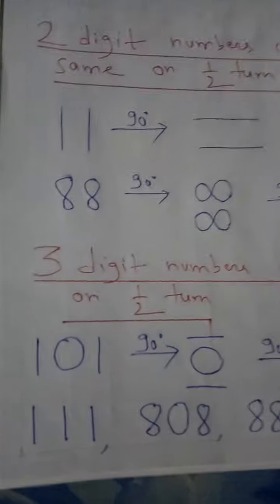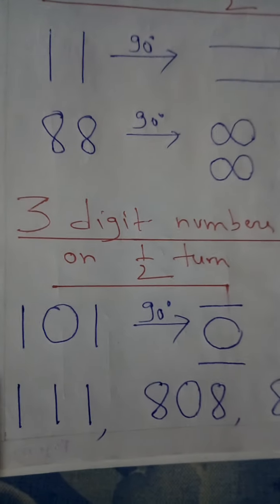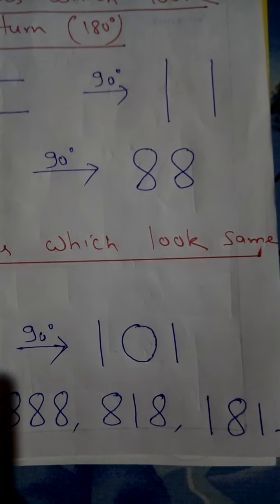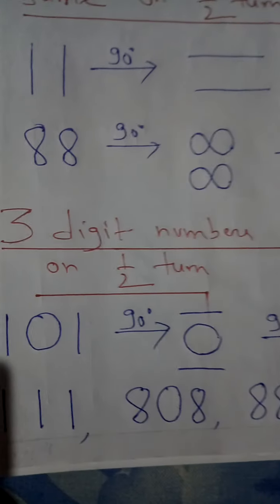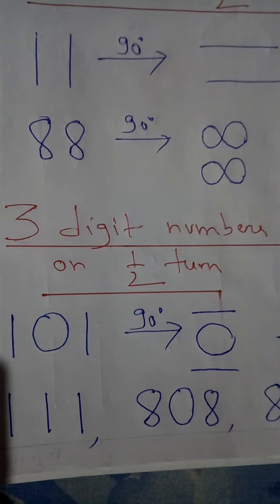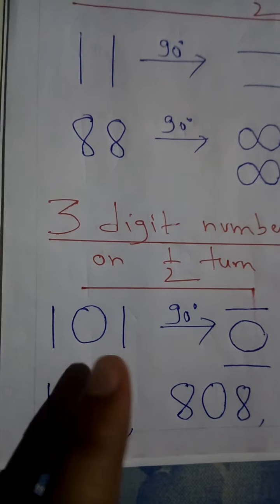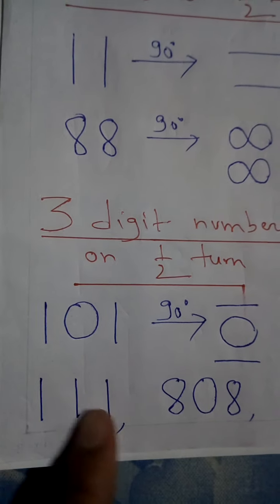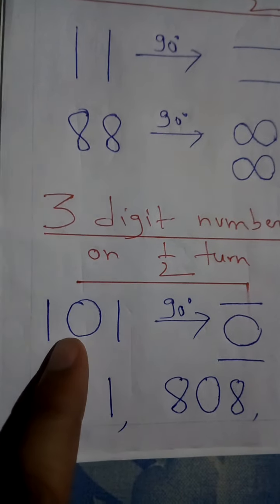Now our next topic is 3-digit numbers which look the same on a half turn. Half turn means 180 degree. So for the first number I have done only one, and the rest I have just written. So the first one is 101.